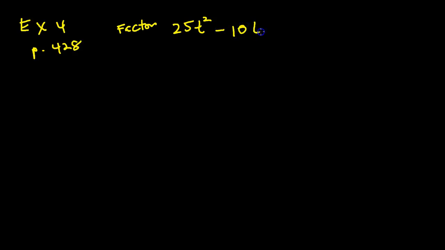All right, up the ladder we go. Let's look at example 4 on page 428. We are asked to factor, again, a trinomial. Here it's 25t squared minus 10t plus 1.